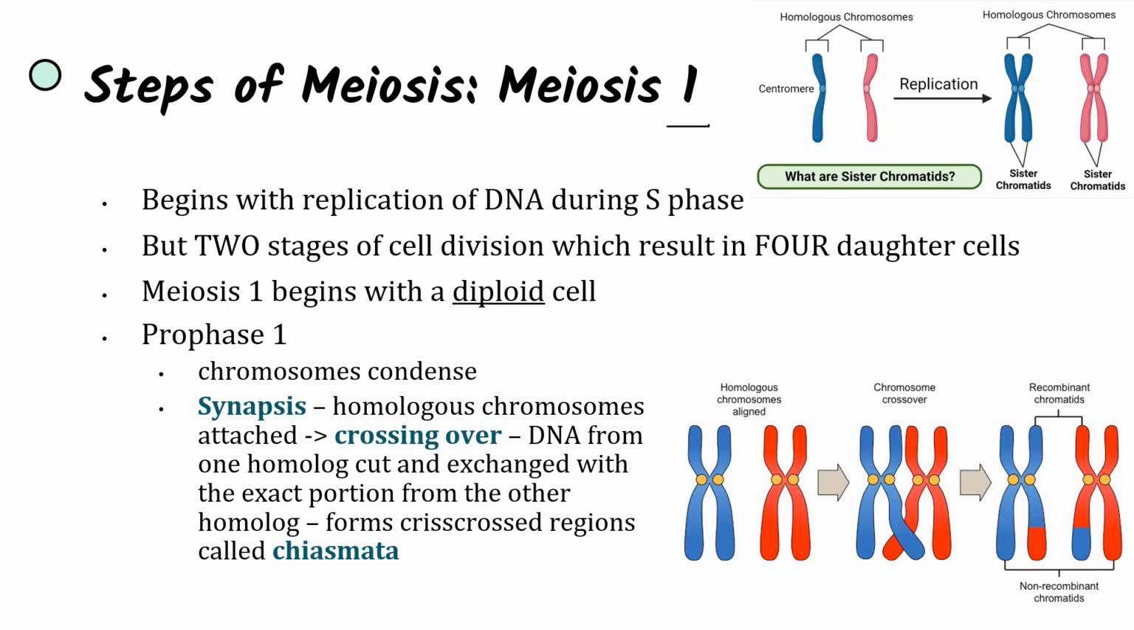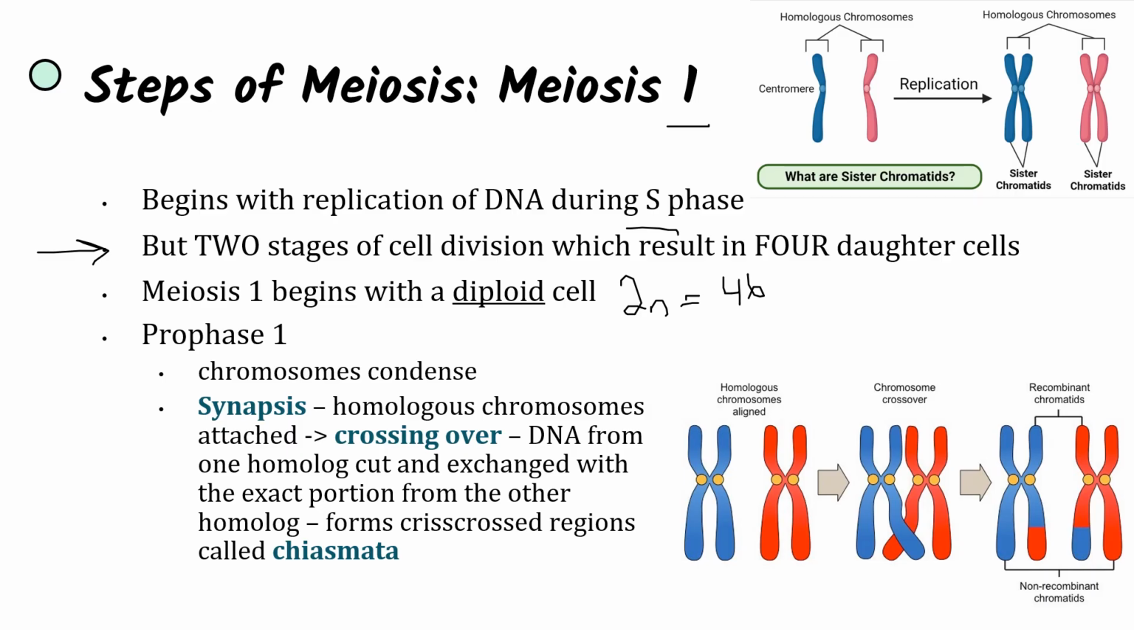Meiosis 1 technically begins during interphase, where during S phase our DNA is replicated, just like in mitosis. But unlike mitosis, we have two stages of cell division, so we have 4 daughter cells instead of just 2. Meiosis 1 begins with a diploid cell that has 2N equals 46, where we have 46 chromosomes. And remember that during this synthesis phase, we stay with 46 chromosomes.